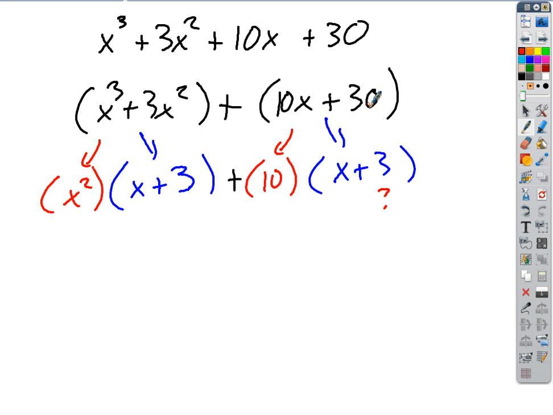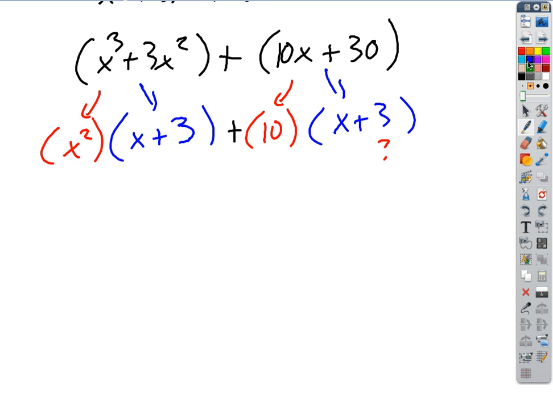Okay, so this one did factor by grouping. They won't all. Okay. So then all we've got to do now is we've got these 2 terms. Each of them has an x plus 3, so let's pull that out front. Leaving me with what? x squared plus 10. Good.